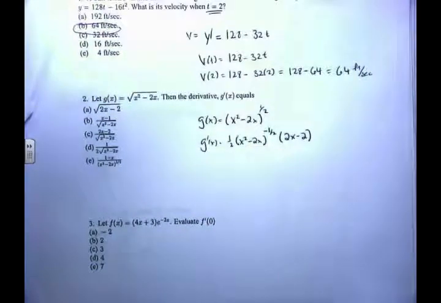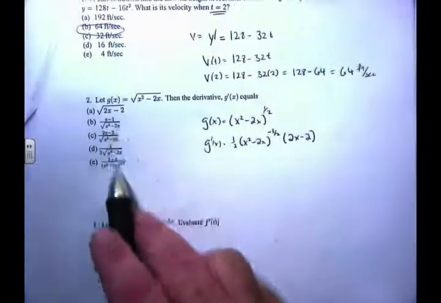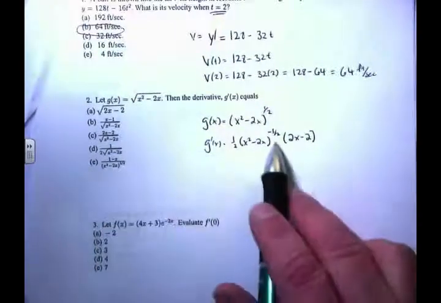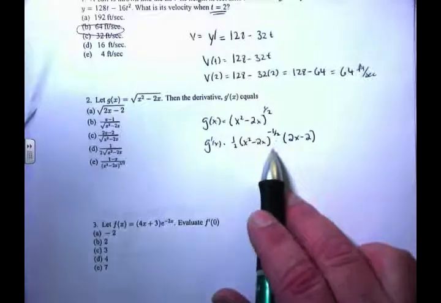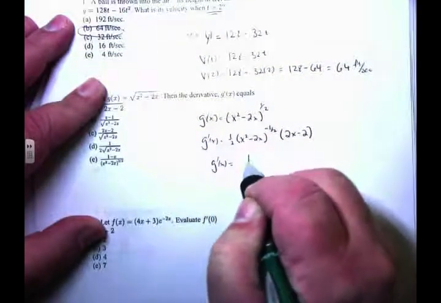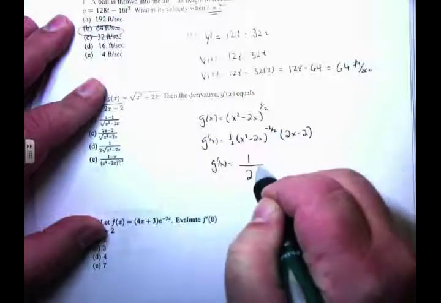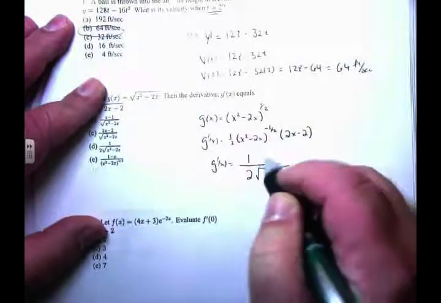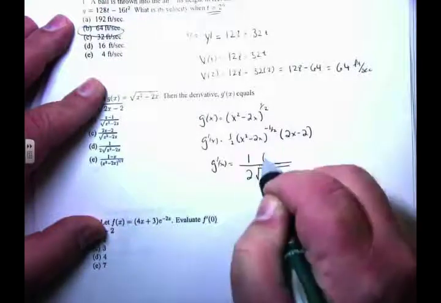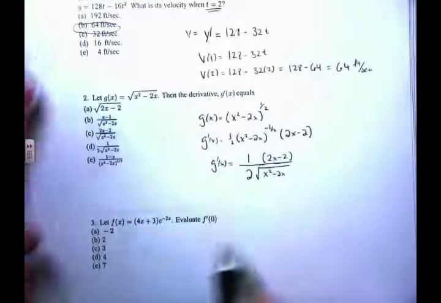There's my derivative. Now immediately I start looking at the answers and I notice that, great, they cleaned it up. All right, so I'm going to have to clean it up too, because I don't see any one-half powers floating around with the negative one-half powers on this thing. But I know this. Negative exponents go where? On the bottom. So g prime of x is equal to 1 over 2, and that's a half, so that'll go on the bottom. A half power is a square root. Square root of x squared minus 2x, and that leaves me with the 2x minus 2 on top.